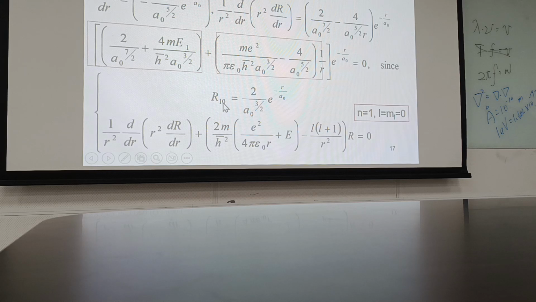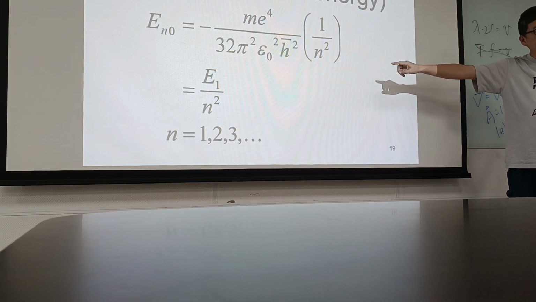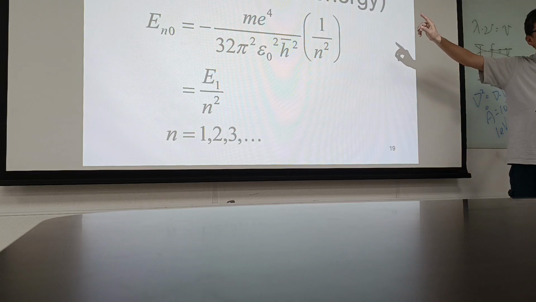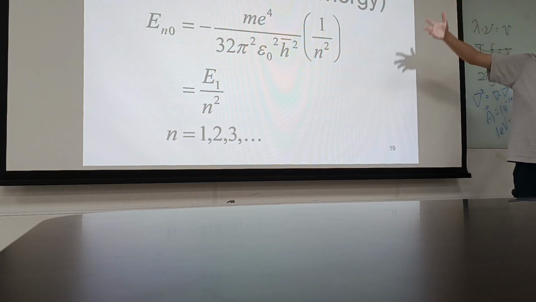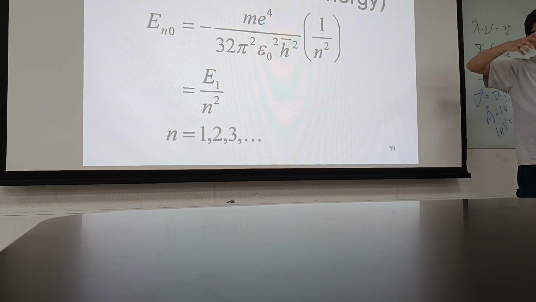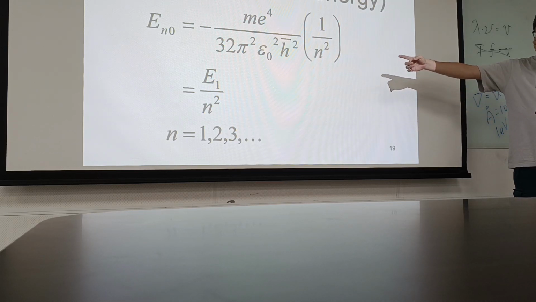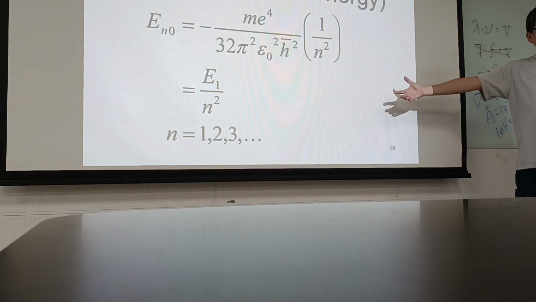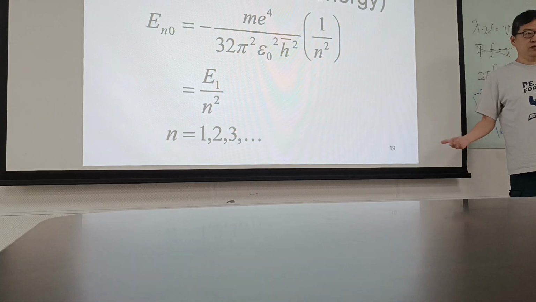Right? So if you use 200, you can get another E2. 300, you can get E3. 400, you can get E4. And then finally, E4 equals E1 divided by 16, E3 equals E1 divided by 9. This is also the result from the Bohr model, right? So that's why n, we call it the principal quantum number, indicates energy. Because once we know n, we know the energy of the electron in that orbit.